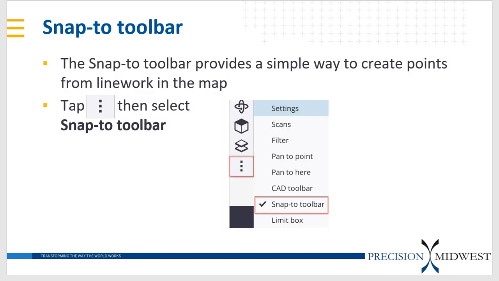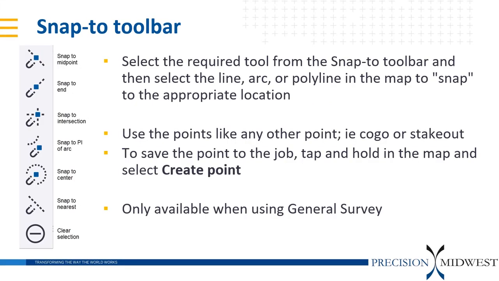Now, new features in Trimble Access 2020. Snap to toolbar. The Snap to toolbar provides a simple way to create points from line work in the map. Tap the 3-dot button and select Snap to toolbar. Select the required tool from the Snap to toolbar and then select the line, arc, or polyline in the map to snap to the appropriate location. As you can see on the left-hand side, we have midpoint, endpoint, intersection, PI of arc, snap to center, snap to nearest, and then obviously clear selection.